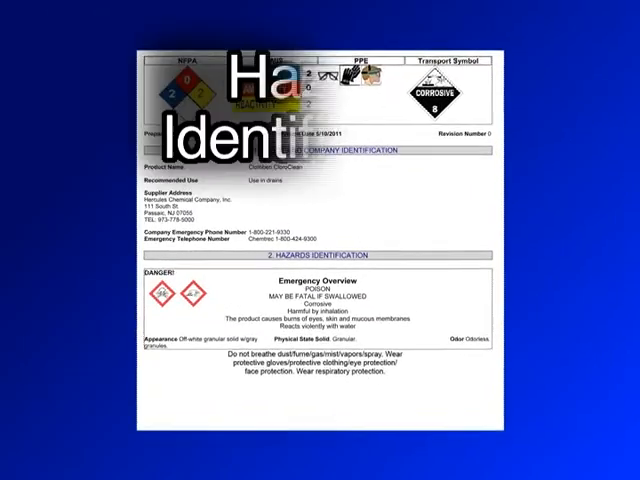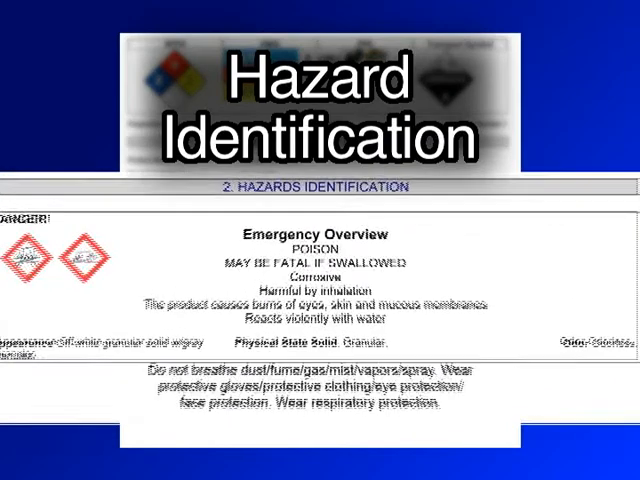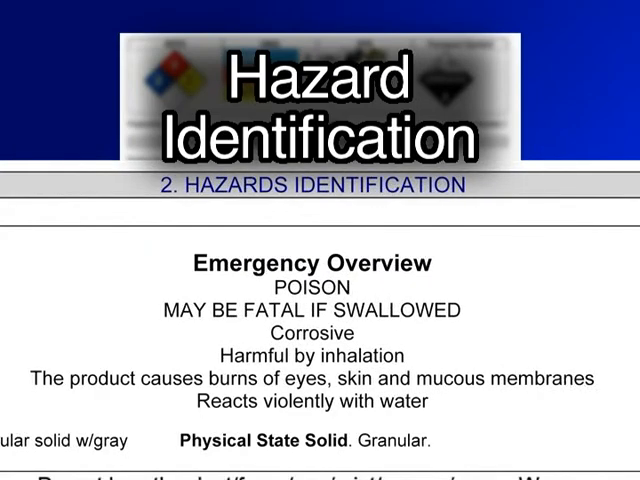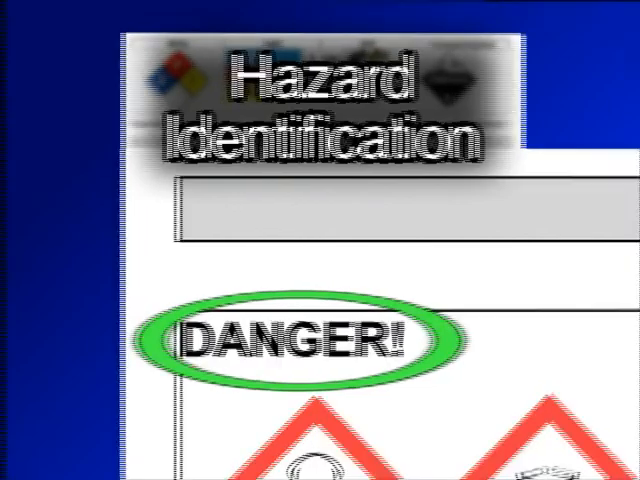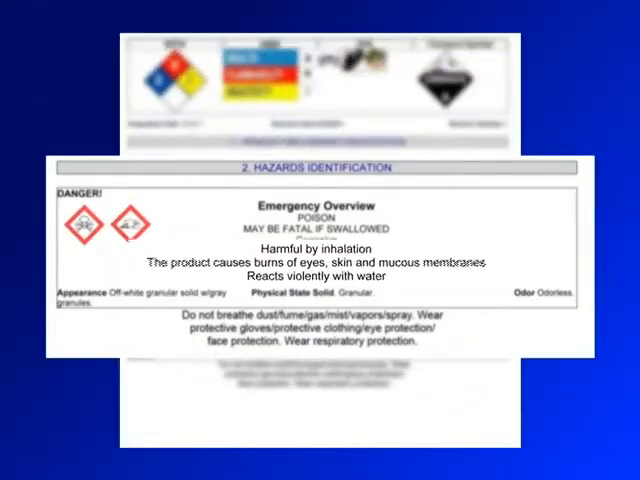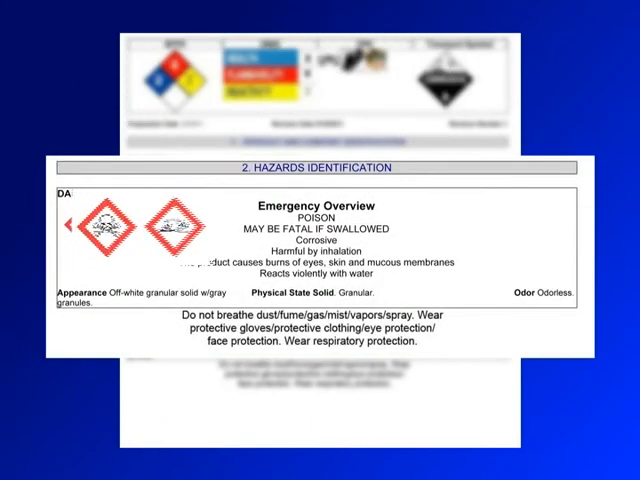Section 2. Hazard Identification. Identifies the various hazards of the chemical and required label elements, including the following information: classification of the chemical, such as skin corrosion, irritation, serious eye damage, eye irritation. Signal word, which is used to alert employees of a potential hazard. 2 words are used: danger for severe hazards and warning for less severe hazards. Hazard statements, describing the nature and degree of the hazard.